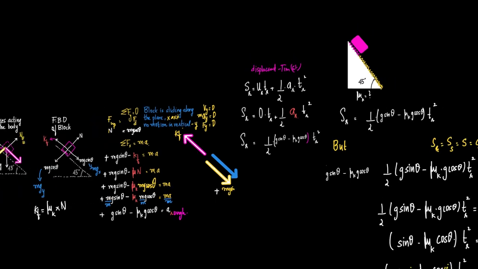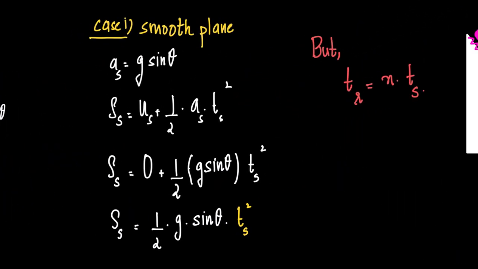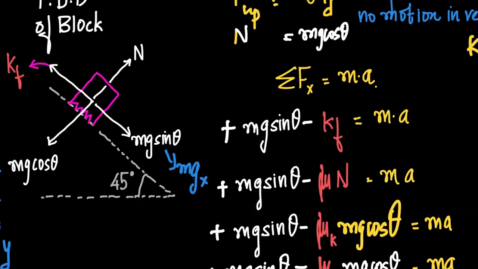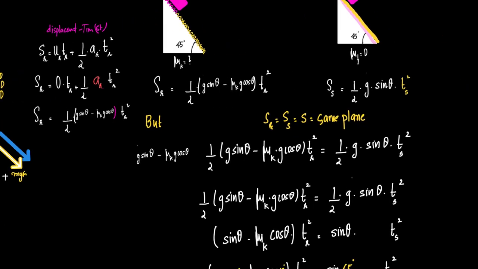Now, similarly, we'll have to find out case 1 where the acceleration is along the smooth plane. Everything remains the same except that we replace R by S. Initial velocity is 0, that is eliminated, and a here is g sin theta. So we get s_S is equal to, displacement along the smooth direction, half into g sin theta t_S square. Now what we'll do is bring these two equations together, and then we'll try to understand what it means.